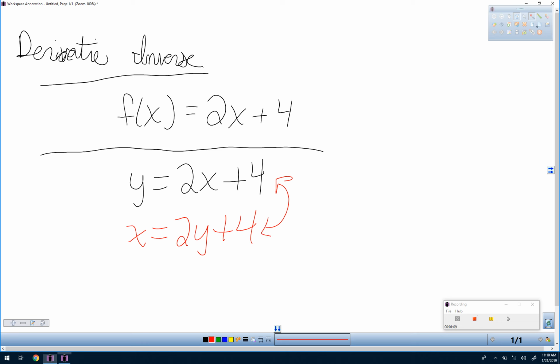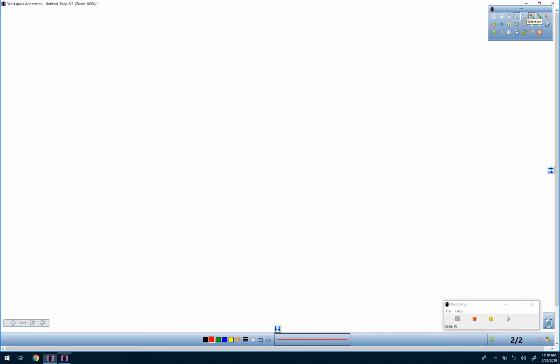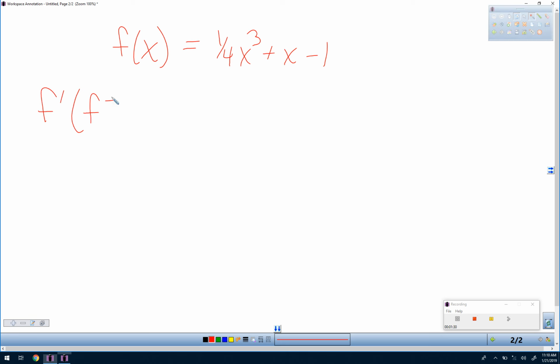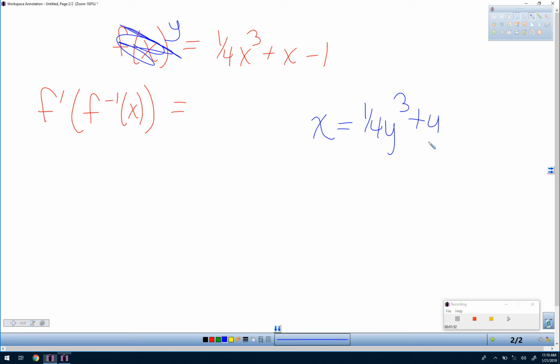So let's go ahead and take a look at an example. Say I wanted you to find the derivative of the inverse function of f of x is equal to 1/4 x cubed plus x minus 1. The first thing I would have to do is find the inverse of this function. So you probably think, well, I don't see a y. Well, yeah, you do. f of x is the same thing as y. So the inverse function would simply be x equals 1/4 y cubed plus y minus 1.